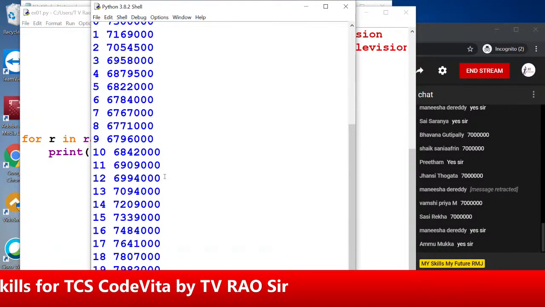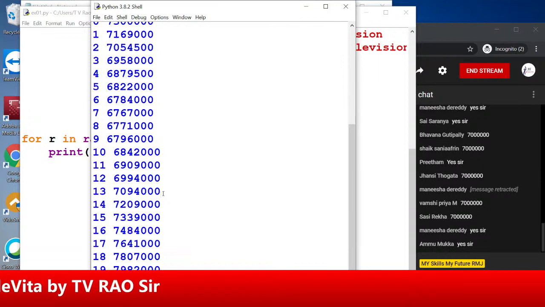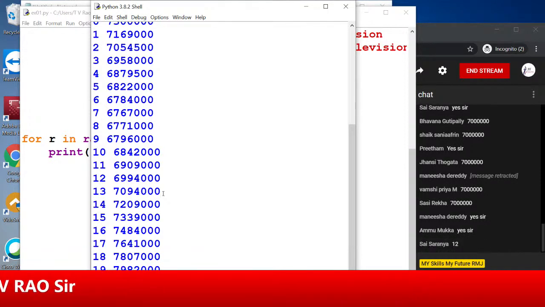With 12 rooms, you got 69 lakhs. With 13 rooms, you got 70 lakhs. Okay? Is this clear? So what are the minimum number of rooms required? 12 or 13?